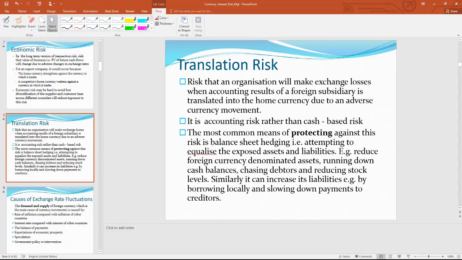So you make a gain or a loss, but there's no actual money you have received or actual money that you have spent. It's only that the accounts were translated from one currency to another, and you end up making a loss. So the concern for the translation risk is a bit low, because it's a notional loss. It's not an actual loss that you incur as a company.